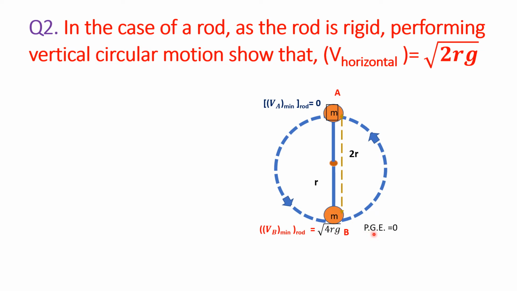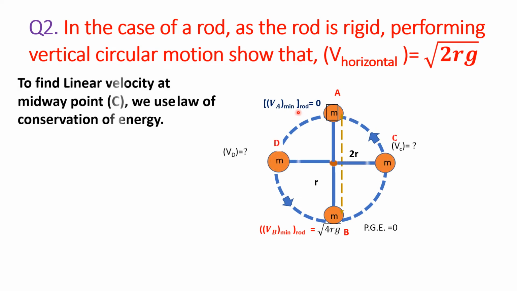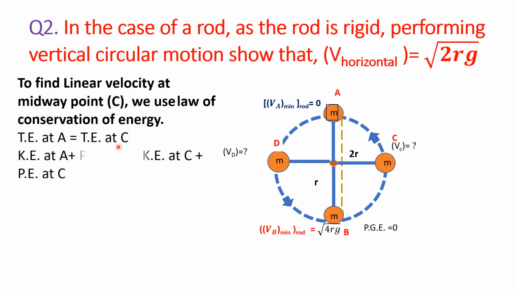Here also the potential energy is 0. When it comes to the uppermost position, its velocity becomes 0 over there. We have to find out the velocity at the horizontal, and therefore we are going to use the law of conservation of energy, that is, total energy at point A is equal to total energy at point C. Total energy is the summation of kinetic energy and potential energy. So we write the equation: kinetic energy at point A plus potential energy at point A is equal to kinetic energy at point C plus potential energy at point C.